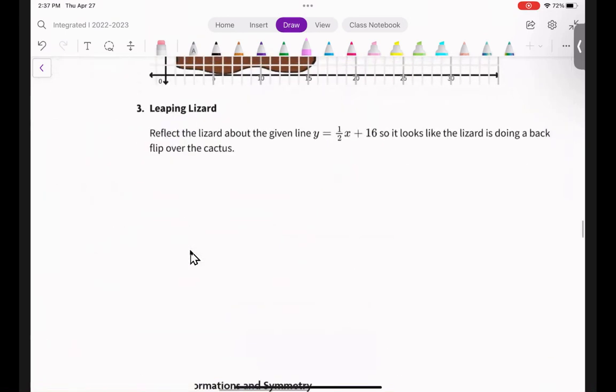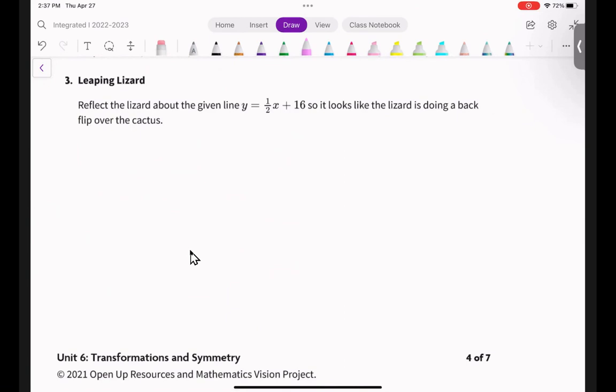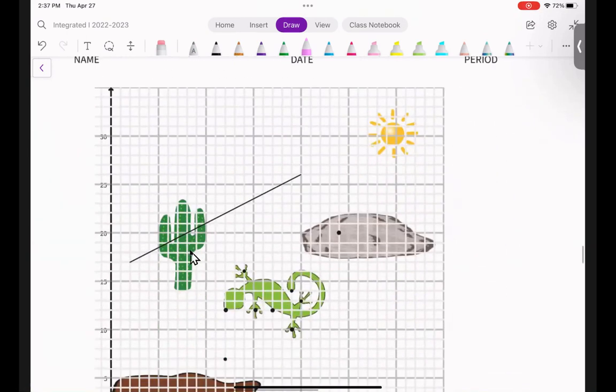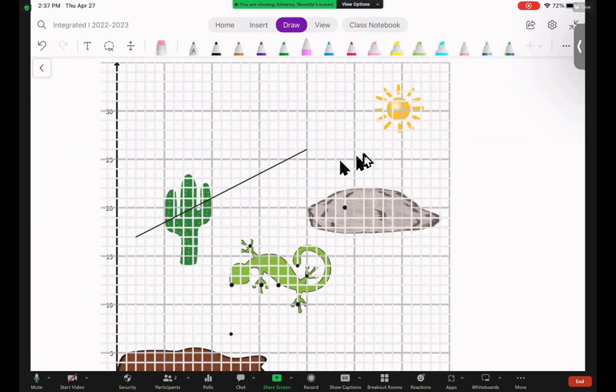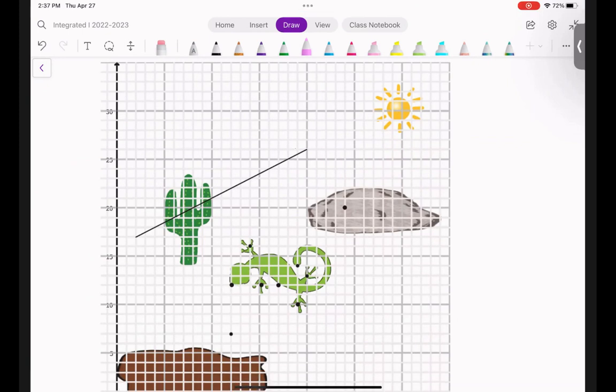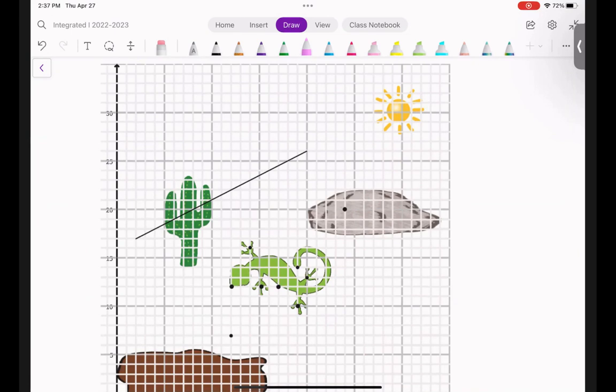Okay, let's continue on. It says reflect the lizard about the given line y equals 1/2 x plus 16. So you're going to reflect it across this mirror right here. This is a mirror and you want to reflect him across. Okay. So now he's facing the other way, right? So the way we do this is, I think the easiest. Okay. So first of all, I look at this.